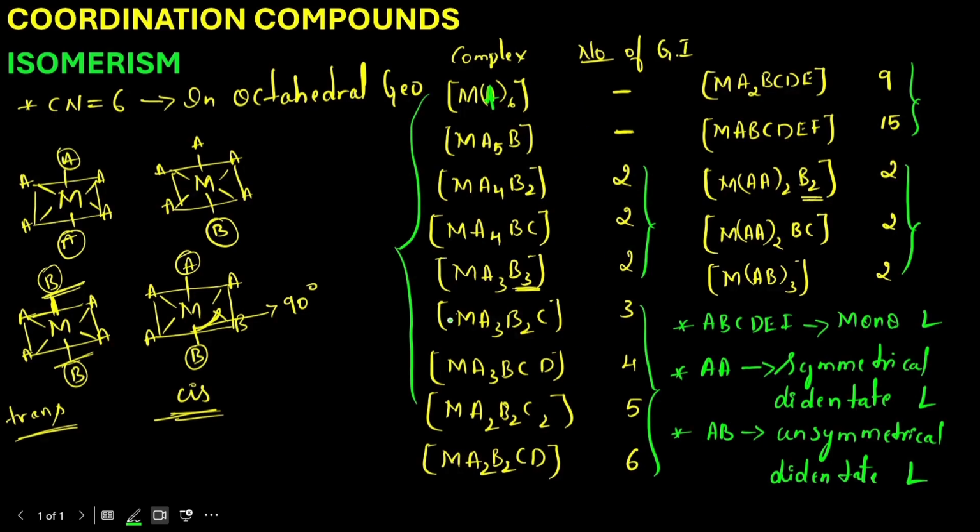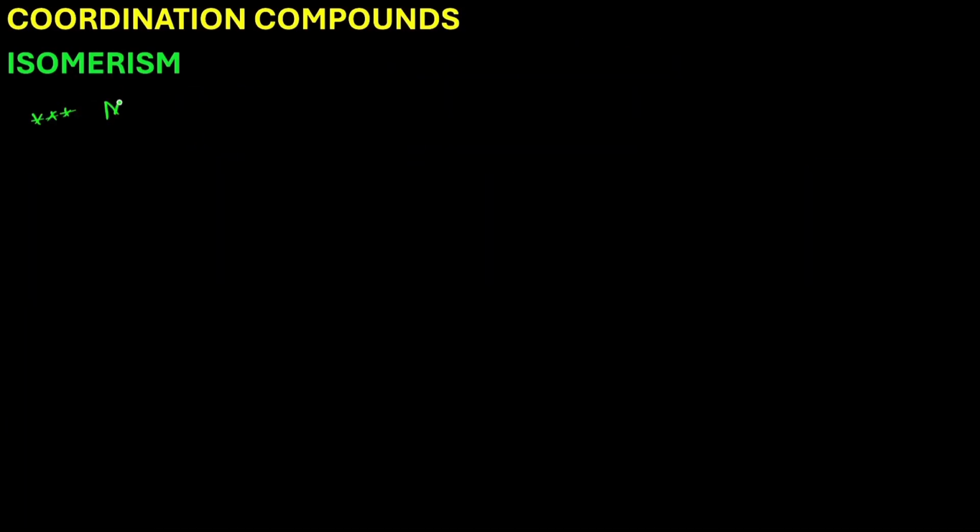So among this, MA3B3 is a very important type of complex. Based on that, we will be having questions. Now we will see what type of questions you can expect from MA3B3 type of complex. If you write MA3B3 type of complex, first we will write the structure of MA3B3. So what happens is, here M, to which 6 ligands are attached.